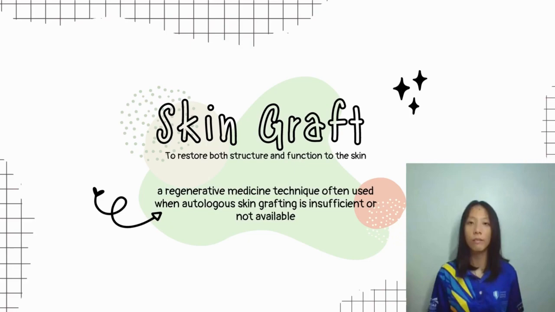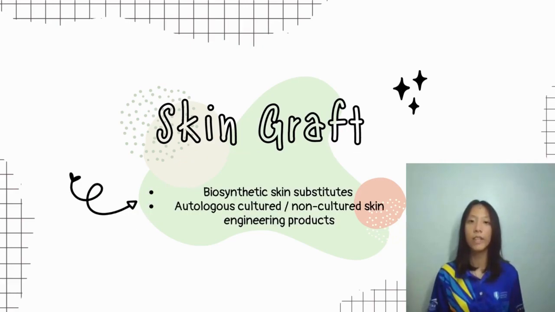It is a regenerative medicine technique often used when autologous skin graft is insufficient or not available. The skin graft technique is separated into biosynthetic skin substitutes and autologous cultured or non-cultured skin engineering products. These skins are designed to close the wound temporarily or permanently, providing a mechanical barrier to infections and fluid loss. They also possess some of the biological and pharmacological properties of human skin. They promote new tissue growth under ideal conditions for healing.